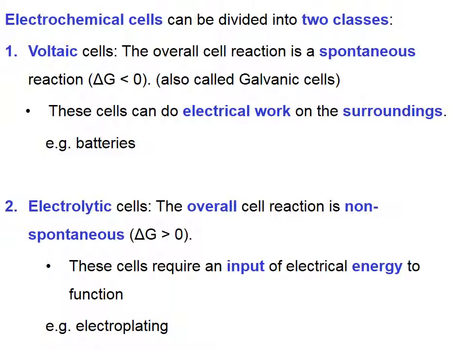The alternative type of cell is an electrolytic cell. In an electrolytic cell, the overall cell reaction is non-spontaneous, that is, delta G is positive and the cell potential is negative. Those cells require an input of electrical energy in order to make the reaction occur. The classic example of this is the reaction of electroplating. We put an electric current into the cell and we force a metal to be reduced and coat out onto the electrode.